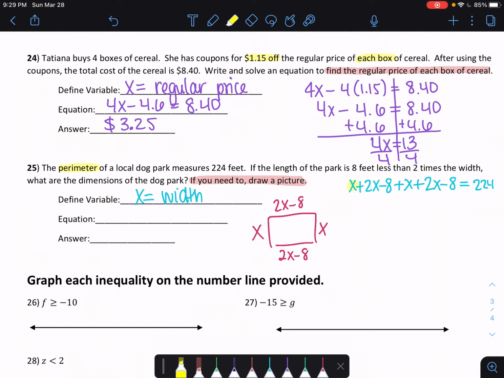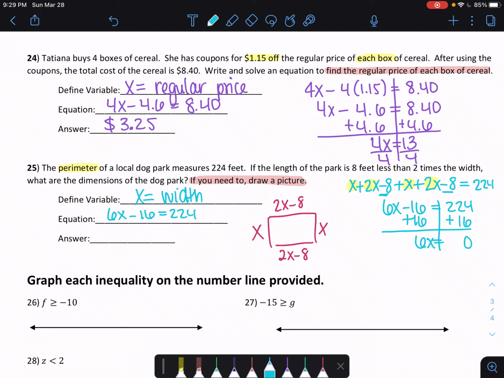So the first thing I'm going to do is combine all my like terms. So x plus 2x plus x plus 2x is going to be 6x. And then negative 8 and negative 8 is negative 16, is equal to 224. So that's going to be my final equation. So I'm going to add 16 to both sides. So 6x equals 240. When I divide by 6, x equals 40.